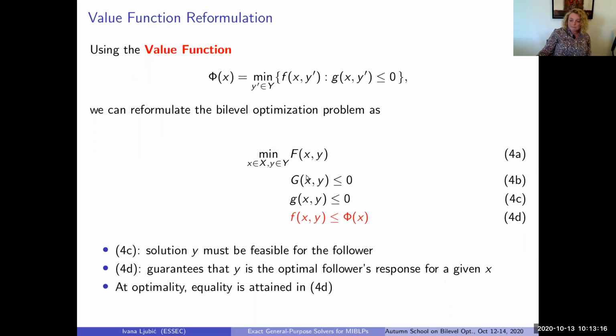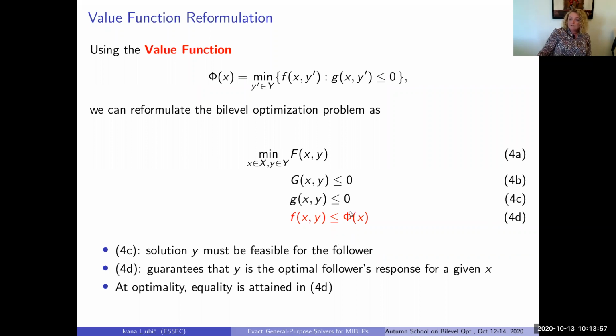So basically, in the bilevel optimization problem, what we are concerned with is the optimal decision, the optimal solution for the leader. And so we are minimizing the objective function of the leader. We have to make sure that the solution is feasible for the leader. But now we also add the constraints for C, saying that the solution also has to be feasible for the follower. And finally, the crucial information that the vector Y is the optimal response of the follower is given by the constraints for D. And so these are the value function constraints.